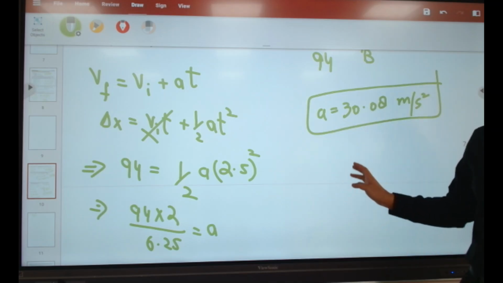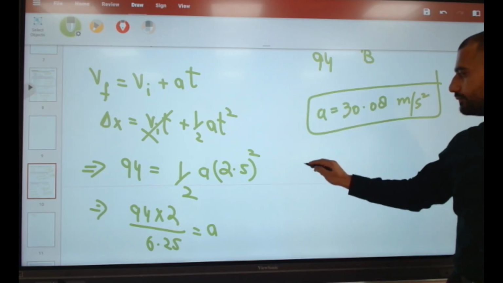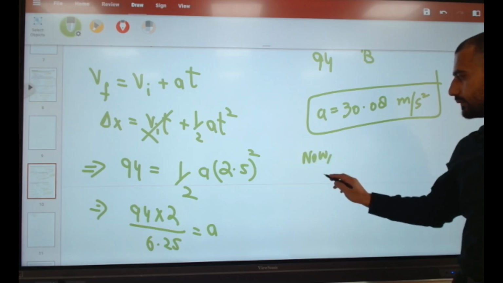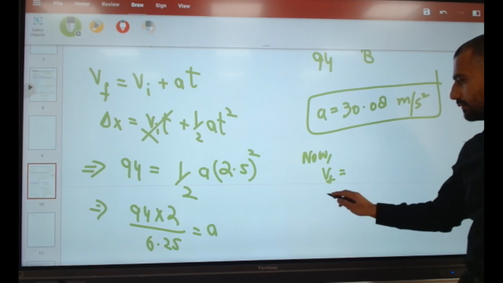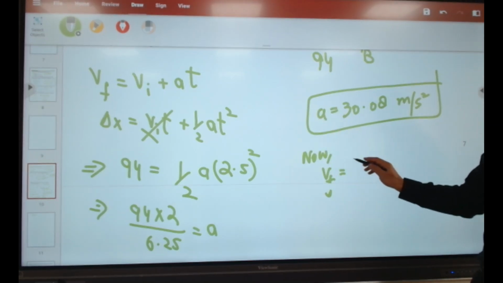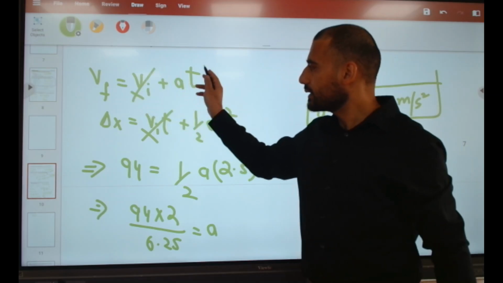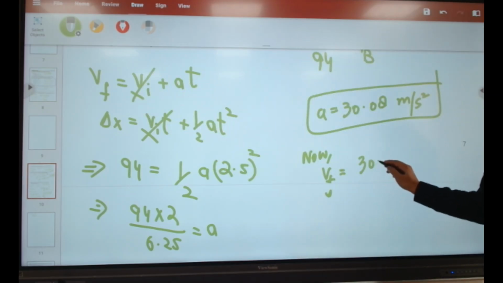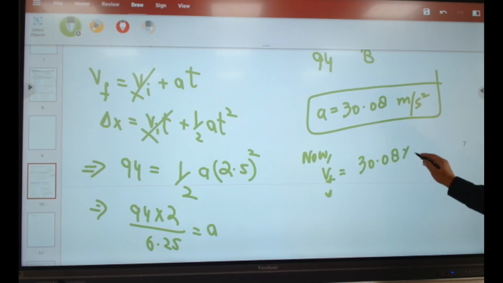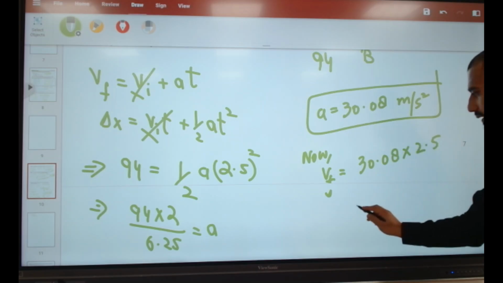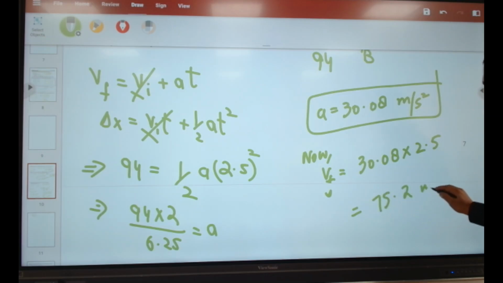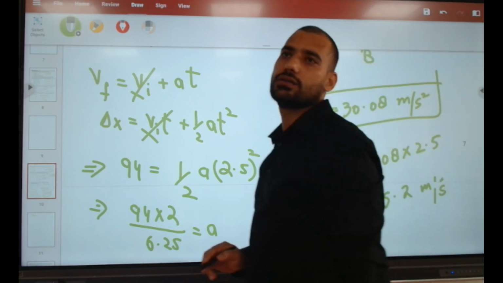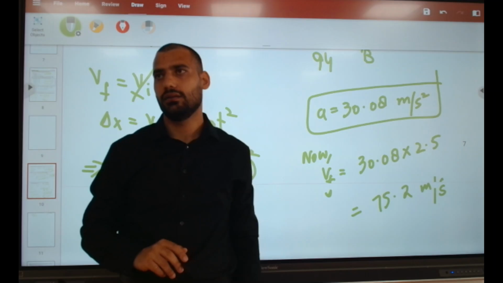Okay, acceleration is fine. How about the final velocity? Final velocity is what? Initial is 0, so this will again vanish, we don't need it. Acceleration into time, so it is 30.08 multiplied by 2.5. What is it? 75.2 meters per second. Is that okay? So that is the result. Clear? Any doubt?